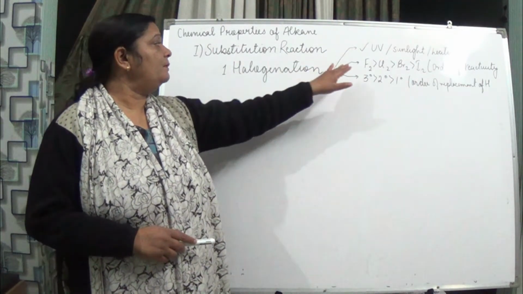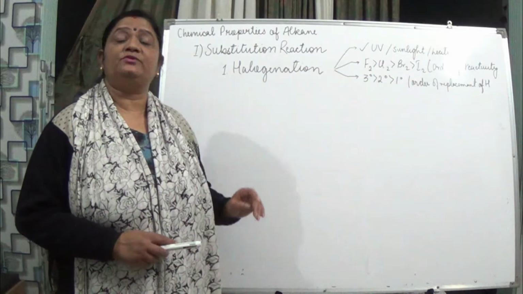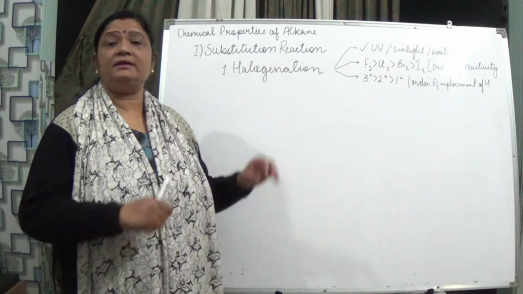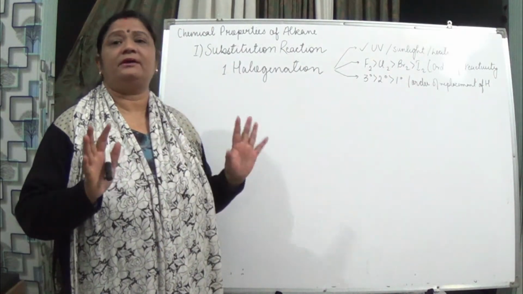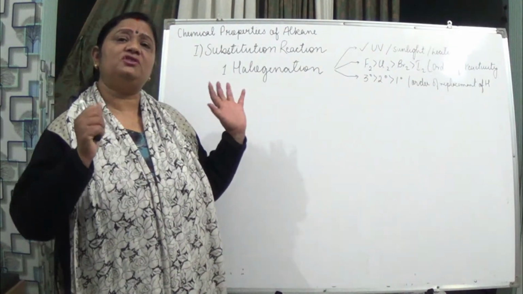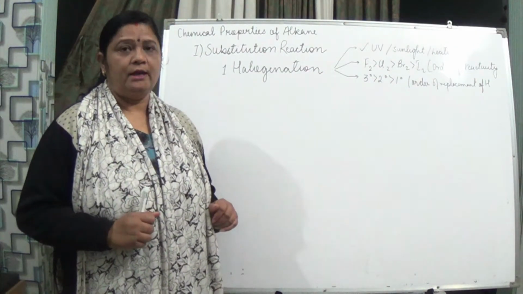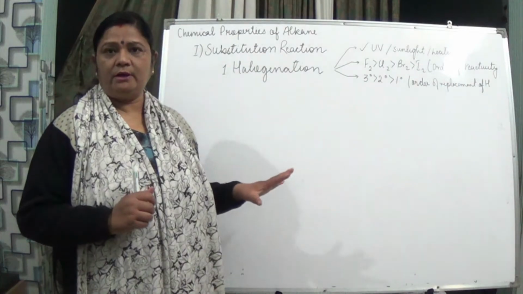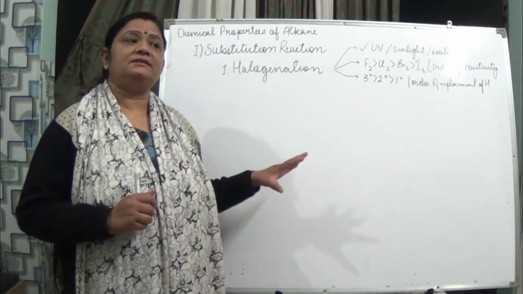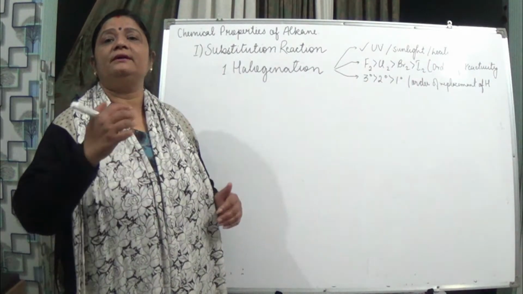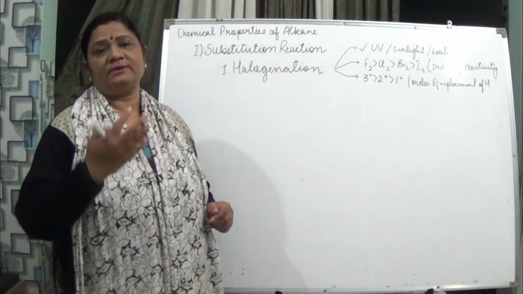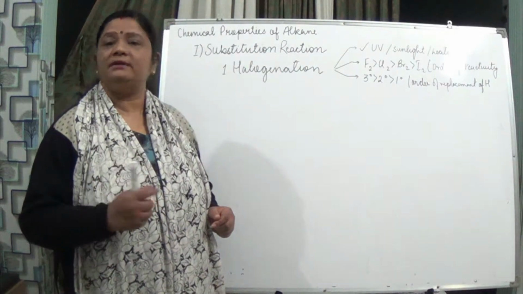When we talk about fluorination, the reaction is very fast and very vigorous. Here carbon-carbon as well as carbon-hydrogen bonds both break, and we will see a mixture of products formed. So this should be avoided. In order to avoid that, along with fluorine, some inert gases are added, so that the reaction can proceed and the substitution reaction can take place.